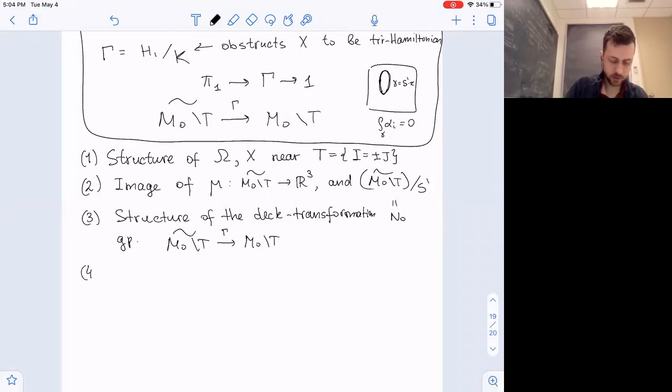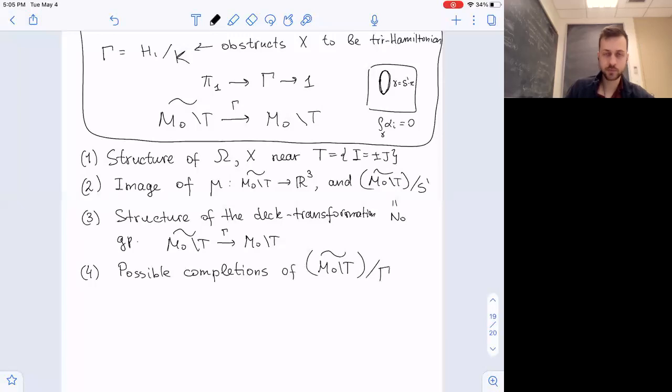So next part, we'll need to study possible completions of what you can cook up from the Gibbons-Hocking ansatz modulo the deck transformation group. You really want this, you should be able to complete it into a smooth manifold, and that will be the restrictive assumption.